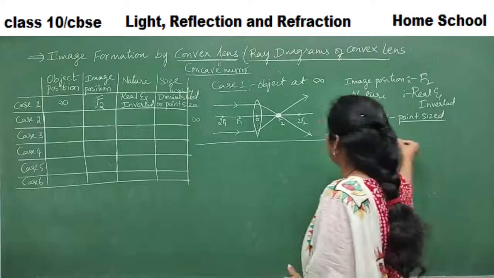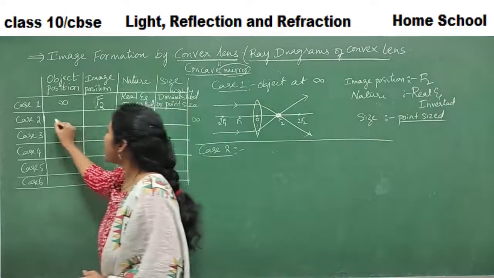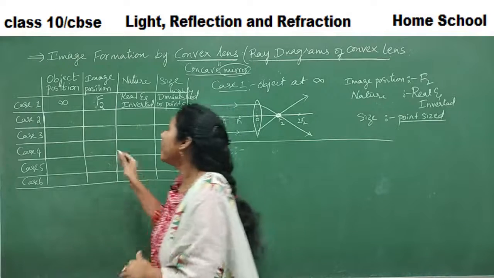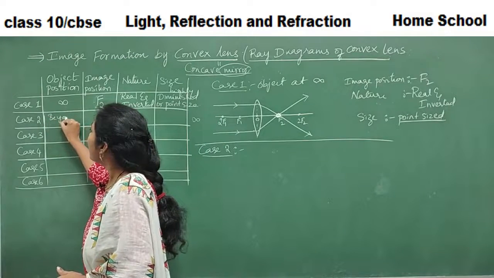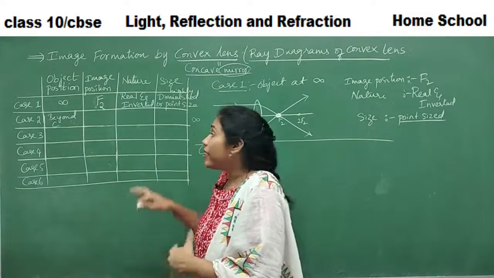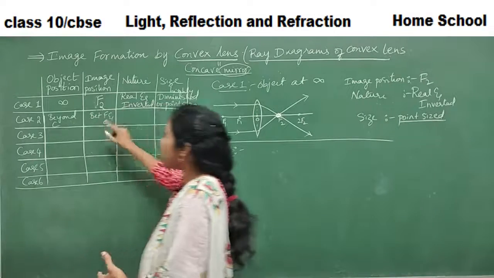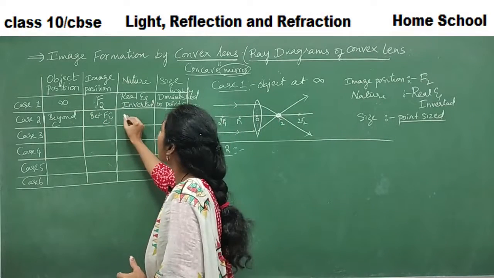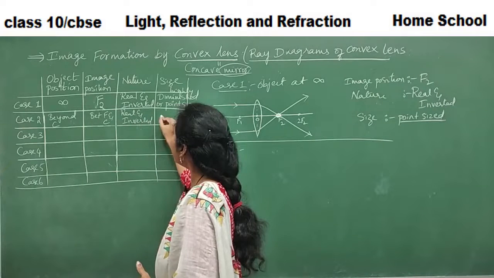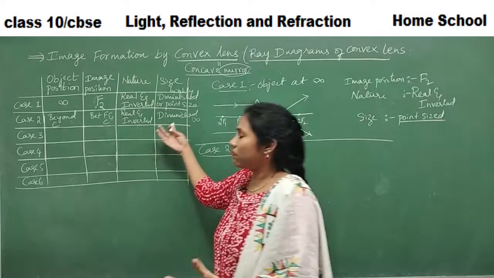Now coming to case 2. Do you remember case 2 in case of mirror? When we bring the object from infinity to beyond C, beyond center of curvature, where was the image formed? The image was formed between F and C, focus and center of curvature, right? The nature of image was real and inverted, and the size is diminished. We are comparing. This was the second case of mirror.